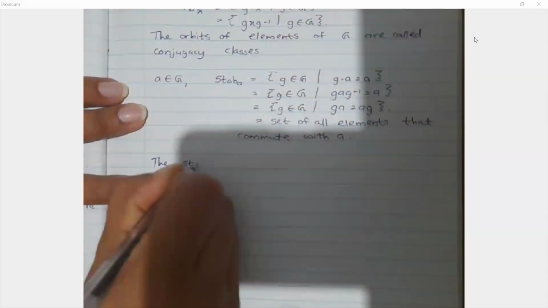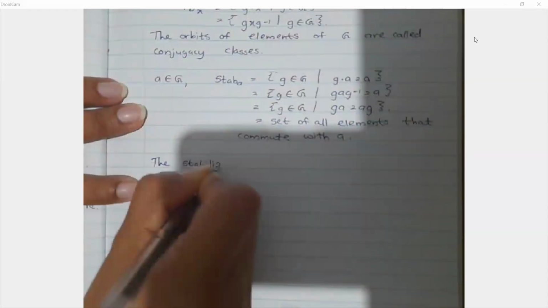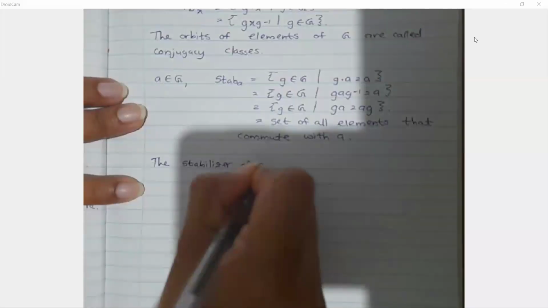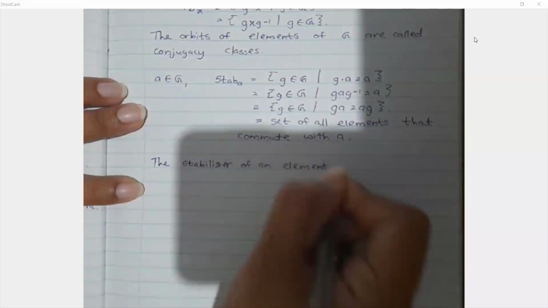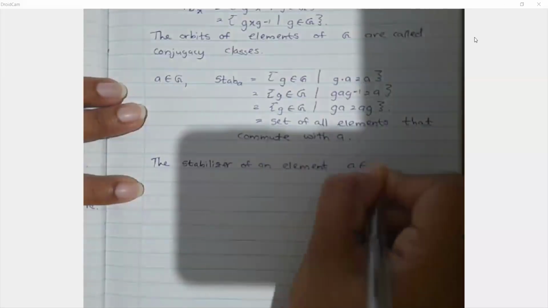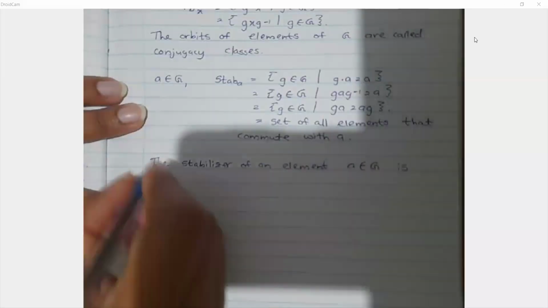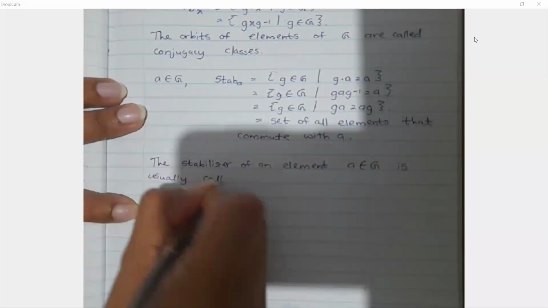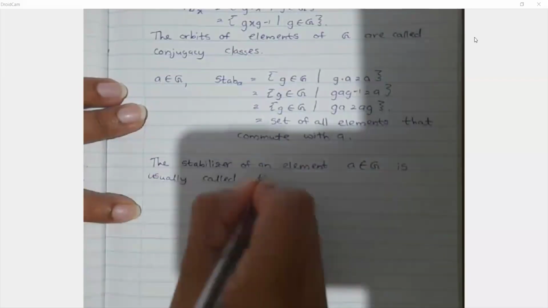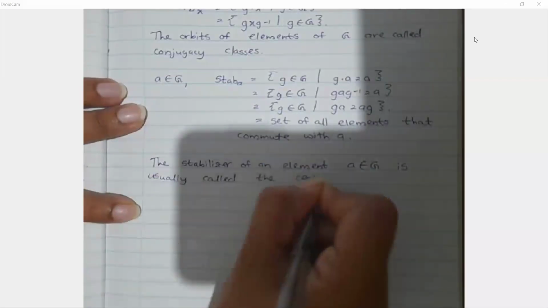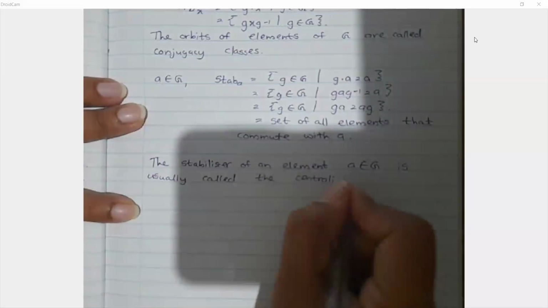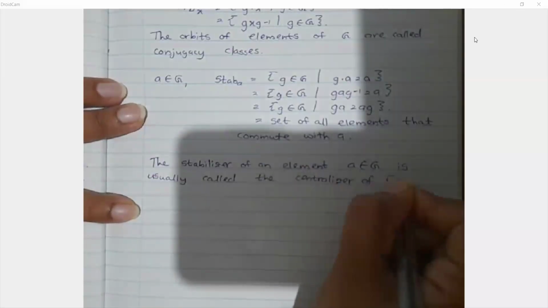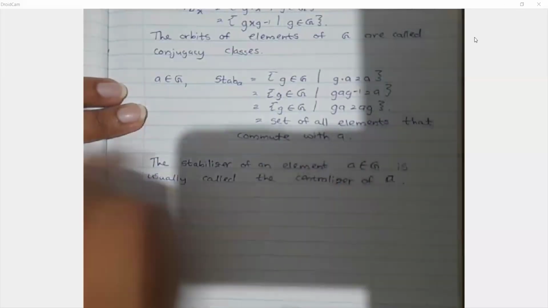The stabilizer of an element A in G is usually known as the centralizer of A.